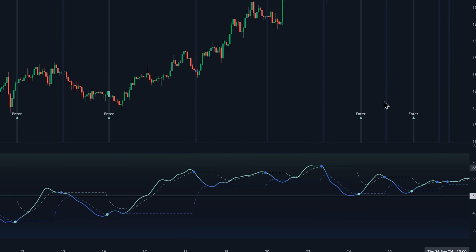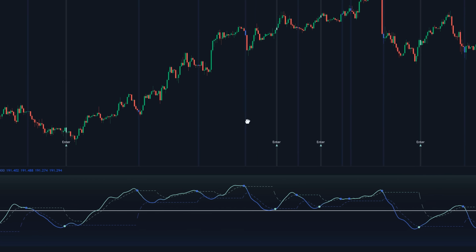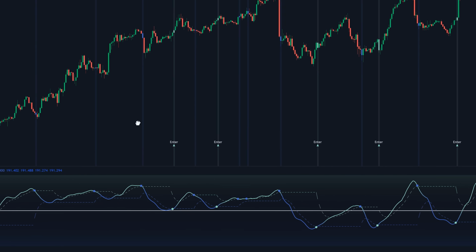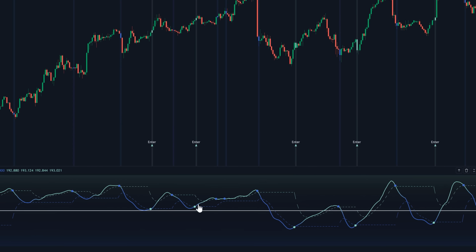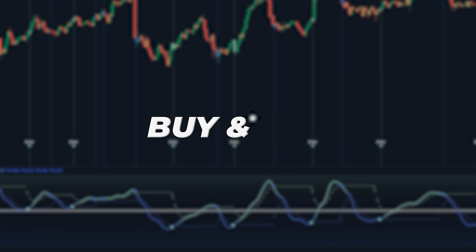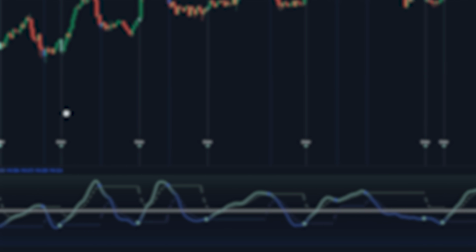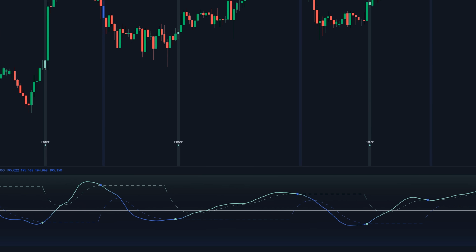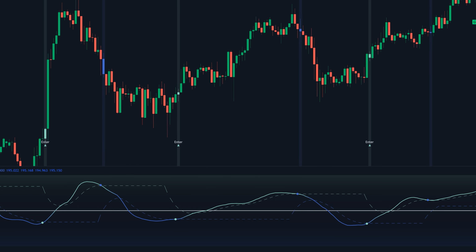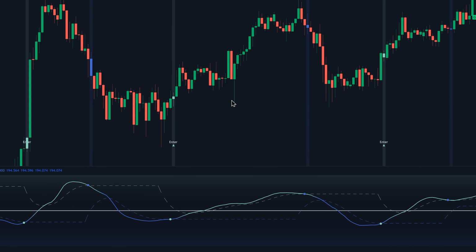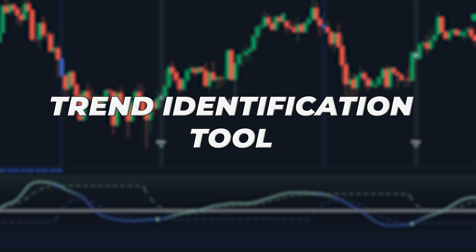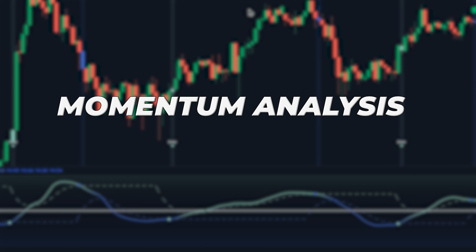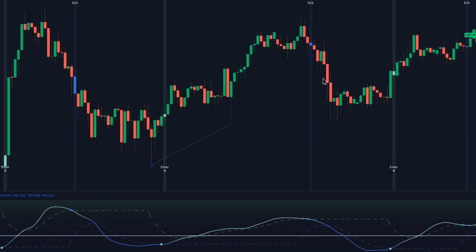Now, let's go over how we can use this indicator to trade. As mentioned before, the crossovers between the DSL oscillator and the DSL lines signal buy and sell entry points. But producing buy and sell signals isn't the only function of this indicator. Instead, this indicator has two more functions. It can be used as a trend identification tool as well as a momentum analysis indicator. Let's start with trend identification.